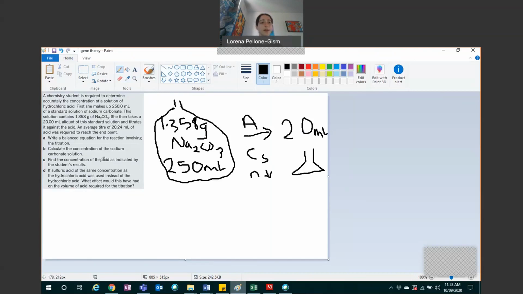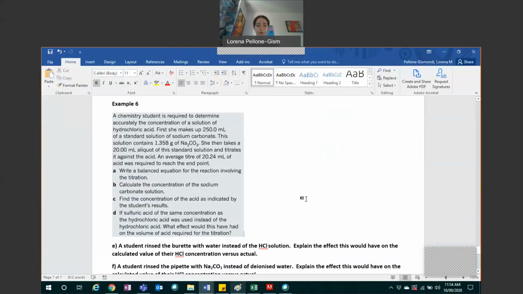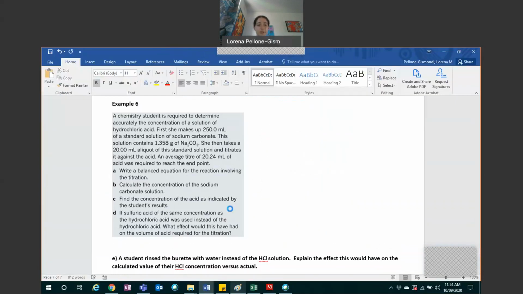Then you have an acid. I haven't even told you what acid it is. Hydrochloric acid. And you are basically adding 20.24 mL of the acid. Now, I'm going to take this flowchart back to Word so we can start answering the questions.